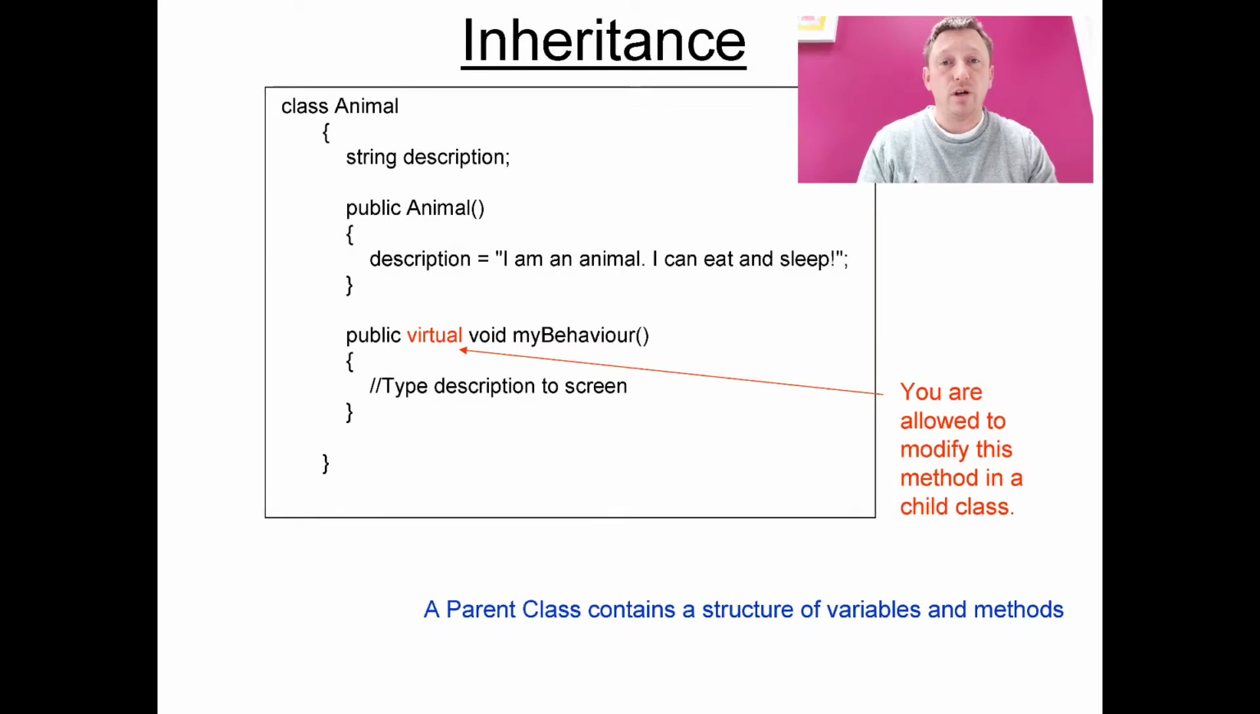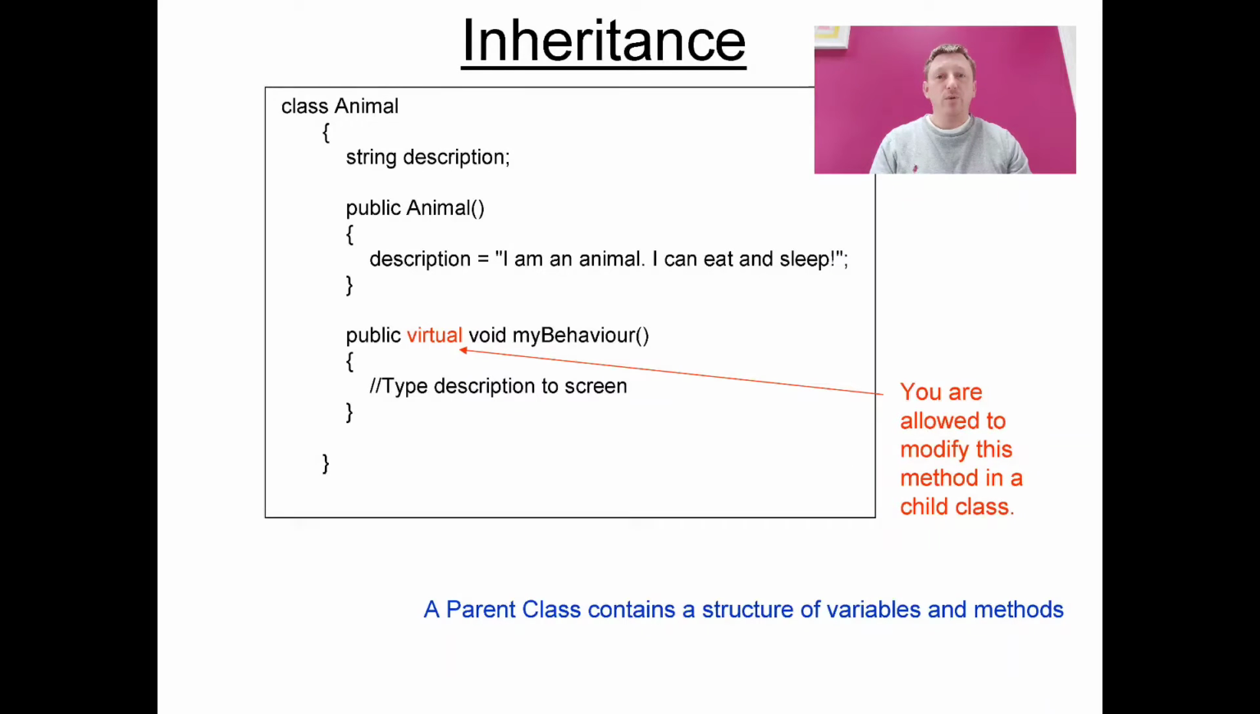Firstly, let's build our parent class, animal. What have we got in the code? Well, the first thing we can see, there's actually three things. The first thing is a string, which is going to be the empty box where we can put a description into it. The second item is the constructor. This is actually going to allocate what an animal is to the description that we have. And the third item is a method called myBehavior, and the purpose of that is to print out to the screen what the description is. We're going to extend this for cat and dog shortly.